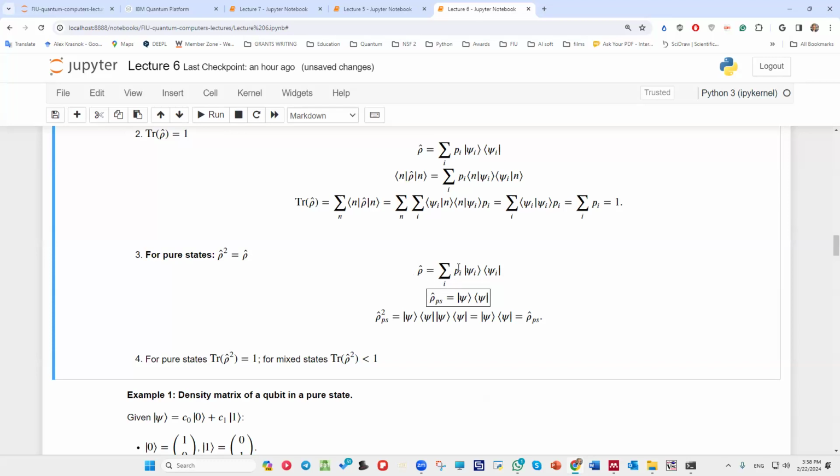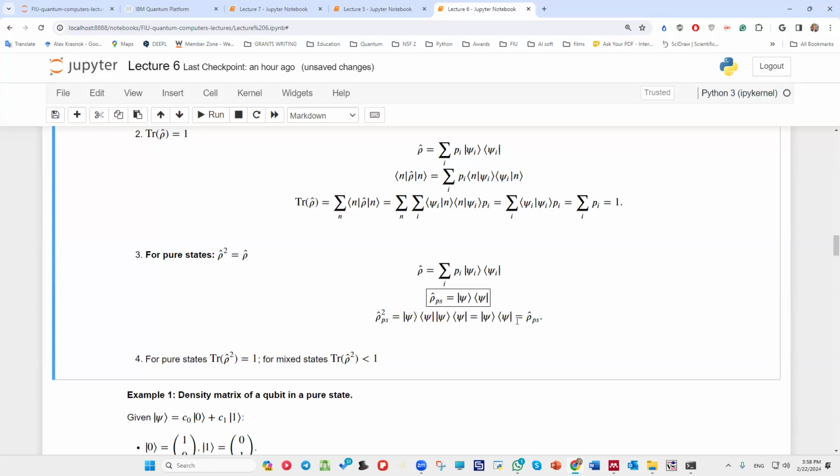For the pure state, we have only one term like this. Then I just square this operator, which means I take the operator twice, once, twice, and then I notice that my psi state is normalized. So this quantity here is 1, and the result again is just the density operator itself. Again, this is true only for the pure state.